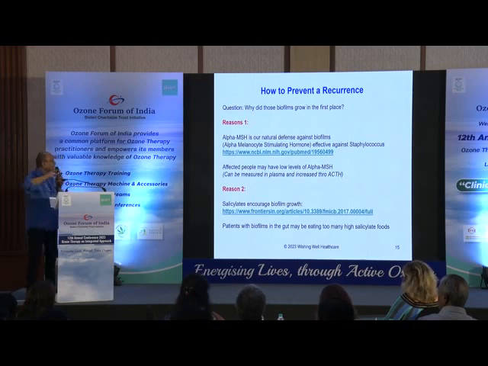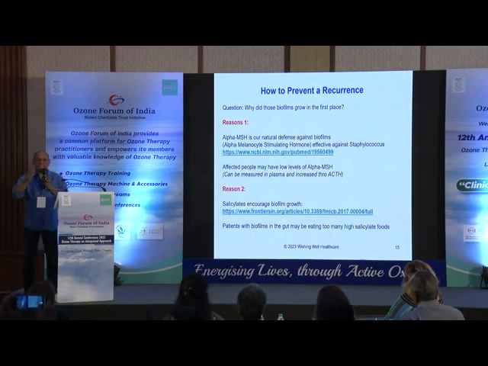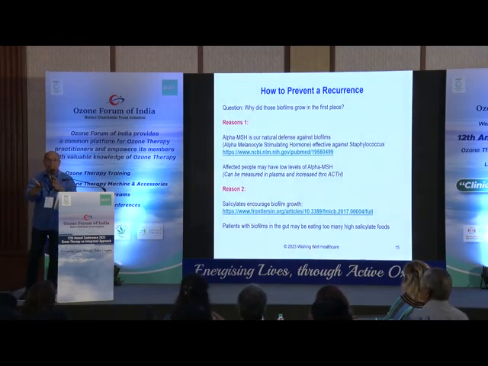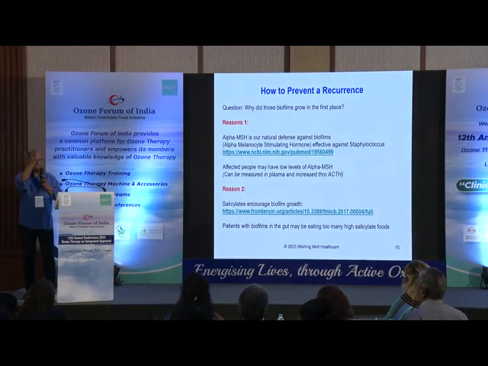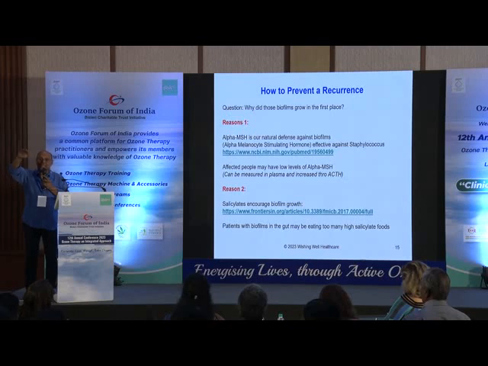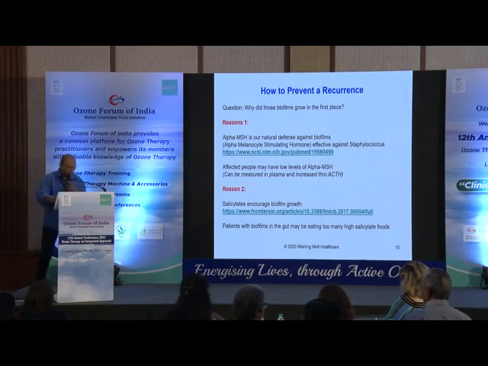Number two, salicylates encourage biofilm growth. Salicylic acid and salicylates in our diet, most of us have very high salicylate diets. So the way to prevent recurrence is to start eating a diet that's low in salicylate and eat other foods that are low in salicylate. So what are those?